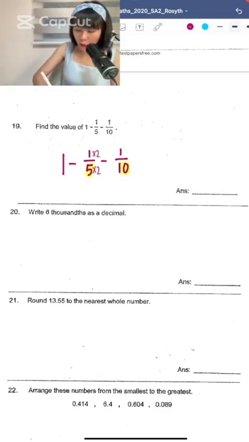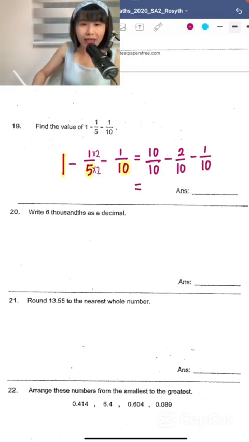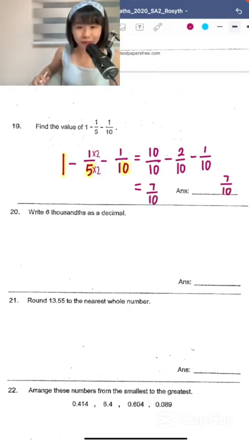Whereas for your one whole, remember I tell you your one whole, just remember same numerator, same denominator. In this case, you make into 10 out of 10. 10 out of 10 minus 2 out of 10 minus 1 out of 10. So 10 minus 2 minus 1 is the same as 10 minus 3, which you get 7 over 10. So your answer is 7 over 10.